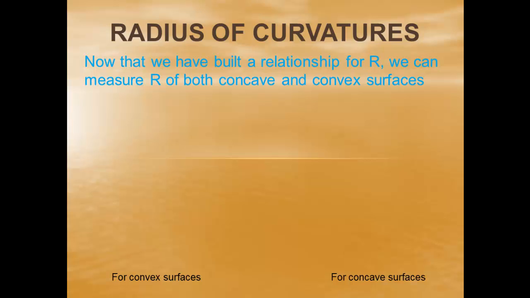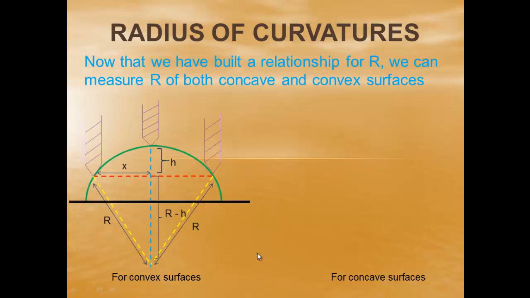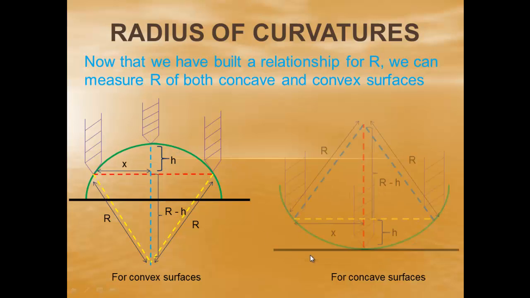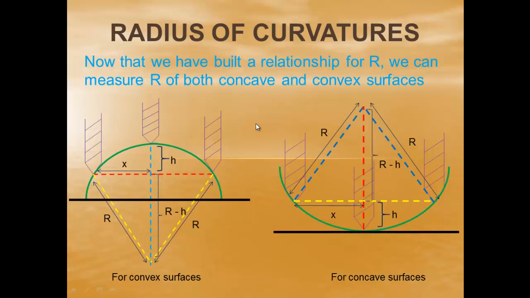So when measuring the radius of curvatures, there are two types. One type is the convex surface, like this. So we measured the convex surfaces, that's the one we just found. And the other type is the concave surfaces. A concave surface is upside down of the convex surface.